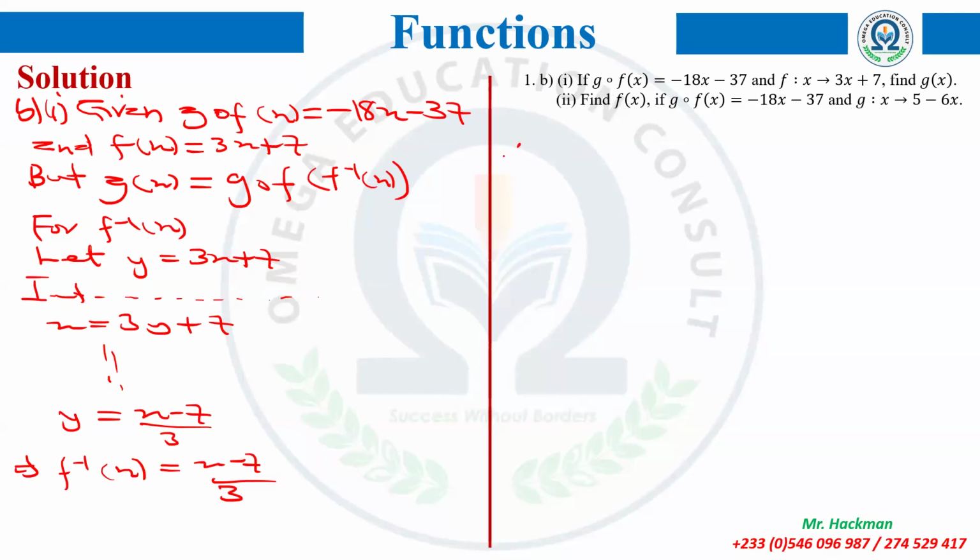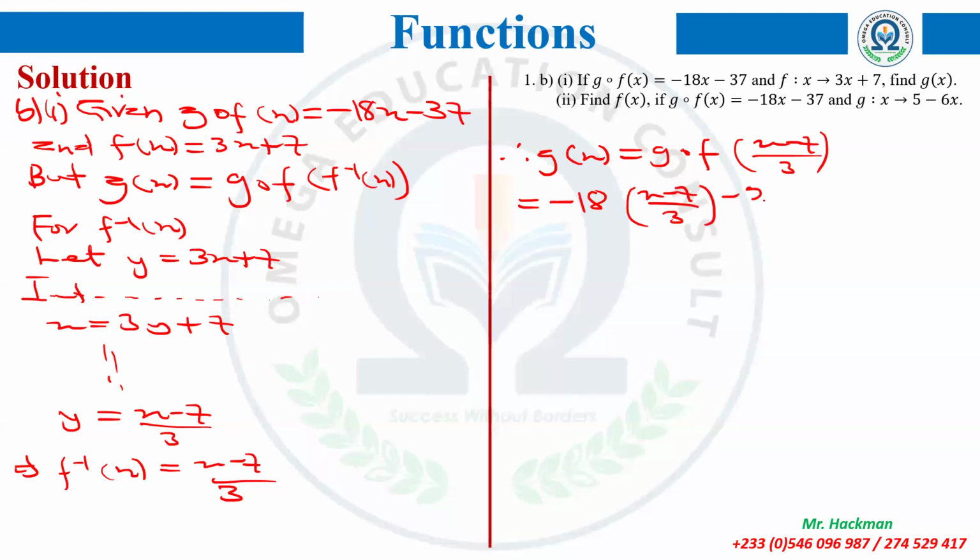So now I can say that therefore my g of x will be equal to g of f, and I feed it with f inverse. I now know f inverse. So it will be g of f fed with f inverse. f inverse gives us x minus 7 all over 3. So that will be equal to g of f fed with this. So where is your g of f? This is it. Wherever I see x here, it is now x minus 7 over 3. So that gives me minus 18 into x minus 7 all over 3. But that's not all, minus 37.